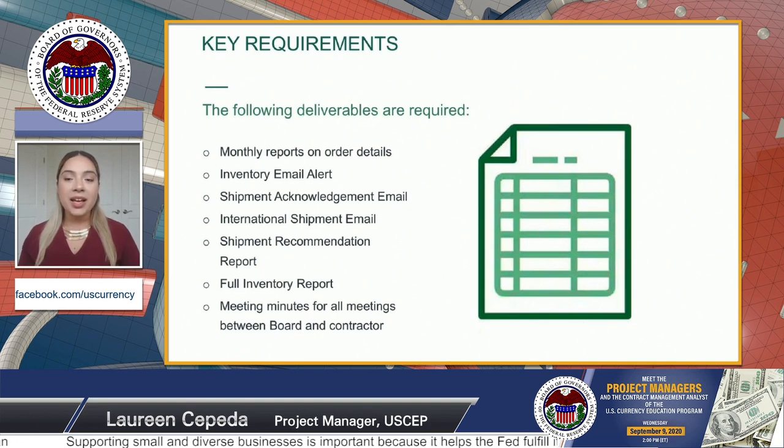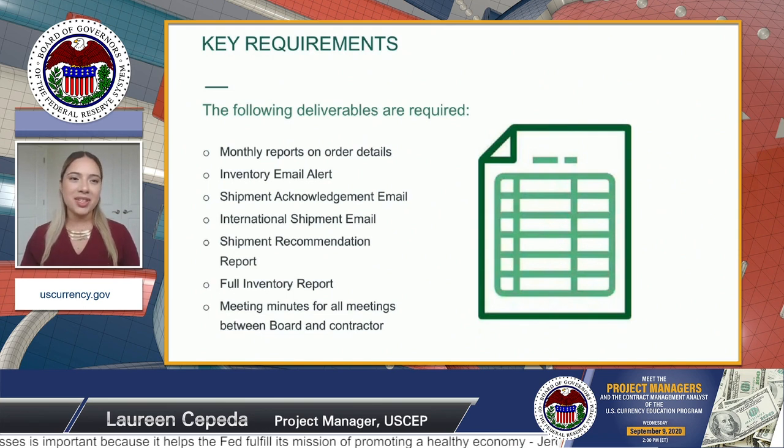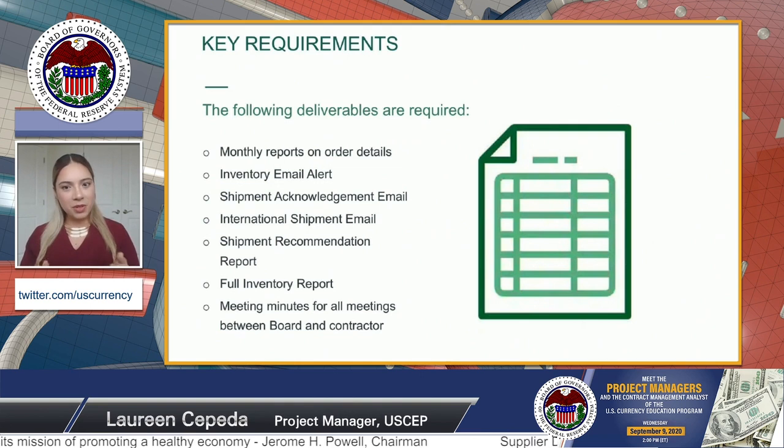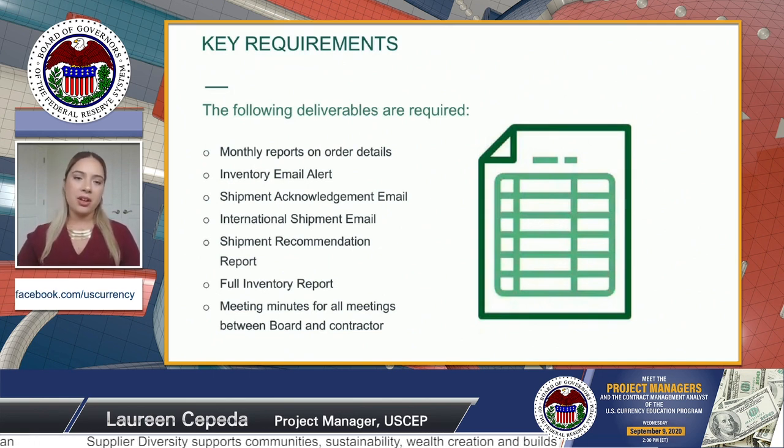We also request that international orders get our approval. This is due to ensure that we are purposing funds correctly and that we aren't fulfilling orders to addresses that don't exist, similar to the example that I had made earlier. At the start of the contract, as we discussed, we request that shipment recommendation report that outlines the proposed shipping for domestic and international orders. And lastly, we require that the contractor provide meeting minutes for all of the meetings held between the board and the contractor.